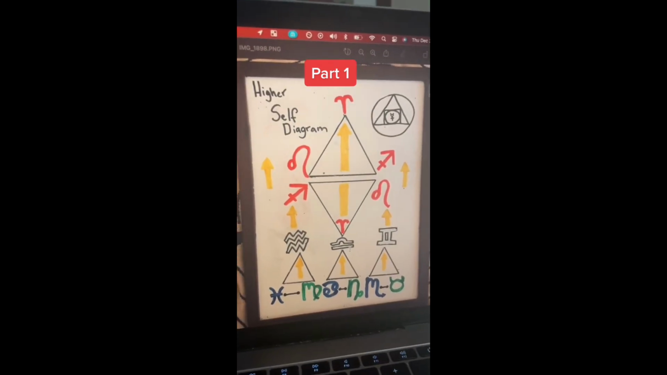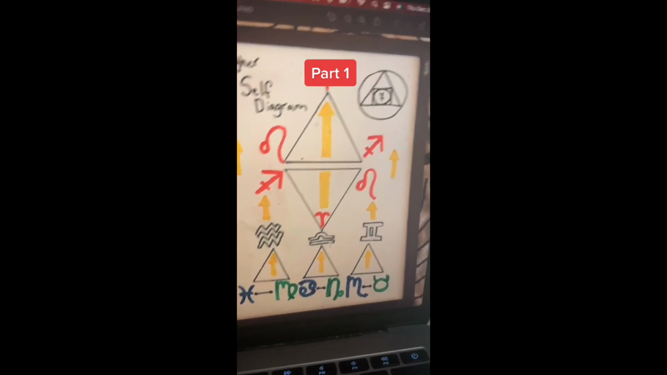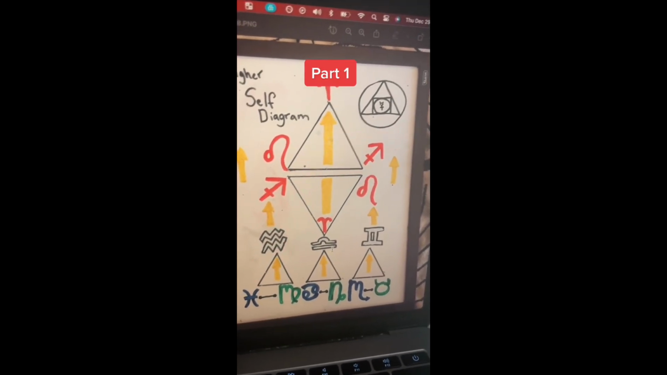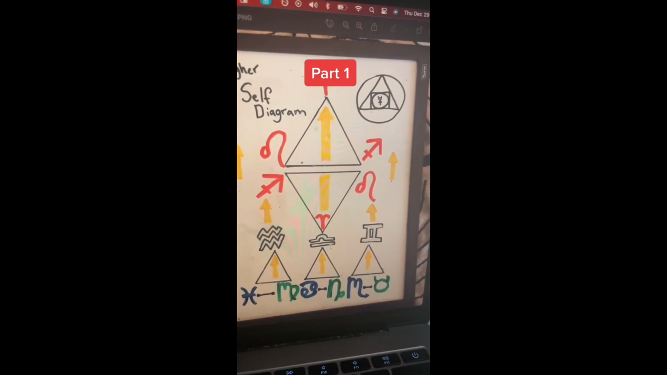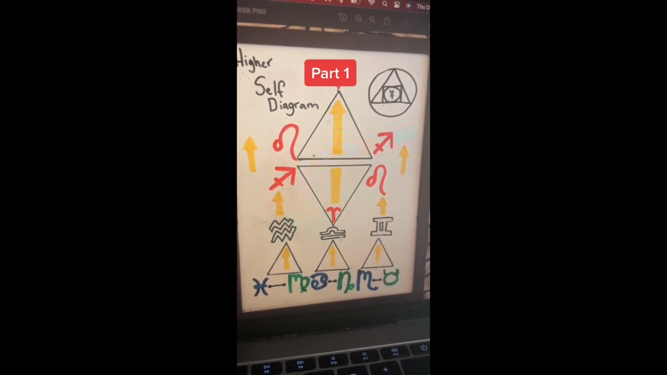Another interesting thing to note, look at the progression of elements here. We start with water and earth, the densest of the elements, and then we go a little bit lighter, a little bit less dense to air, then we go to the least dense, which is fire.